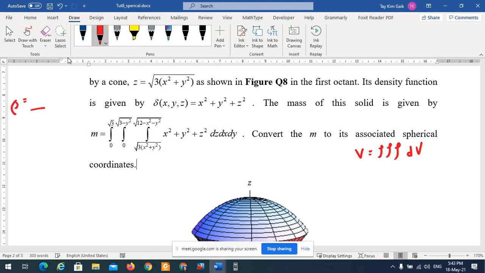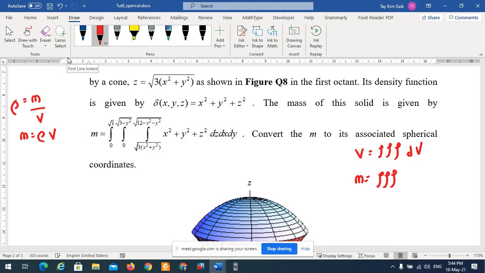The density is mass divided by the volume, so the mass is density times the volume. Density that you learn in physics is constant, but here we have a variable density function. That's why we put it into the triple integral for the mass, because this is not a constant value. So we have something like mass is density times volume, but density is not constant.